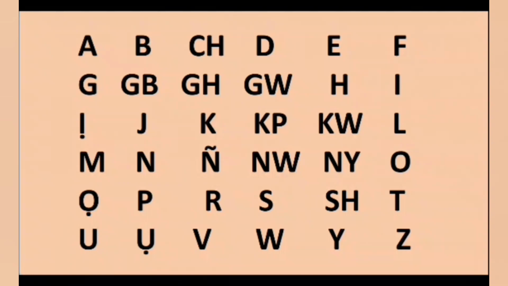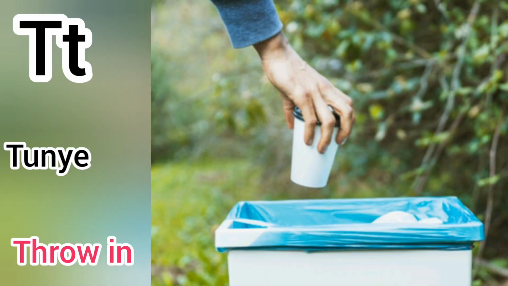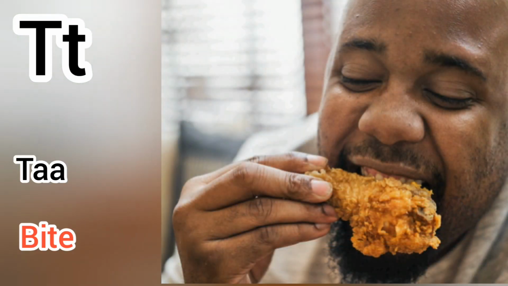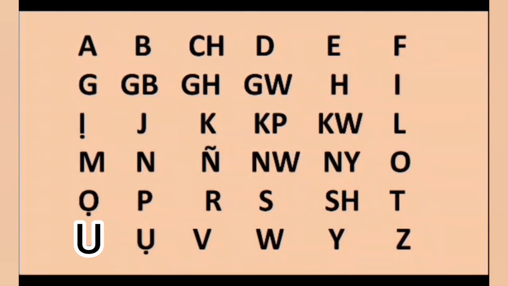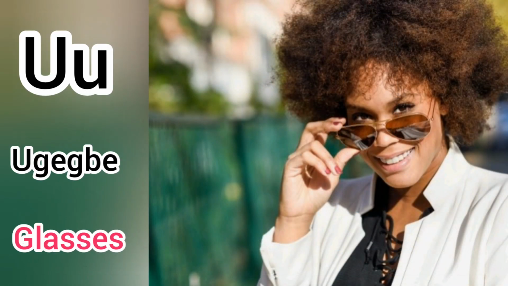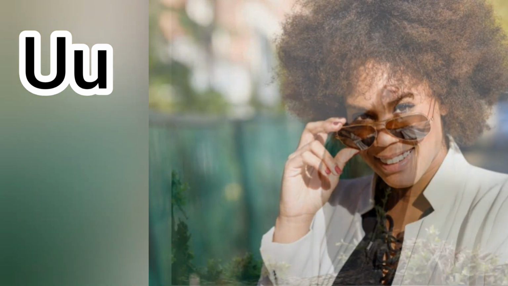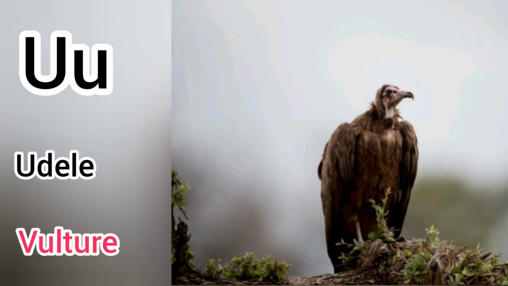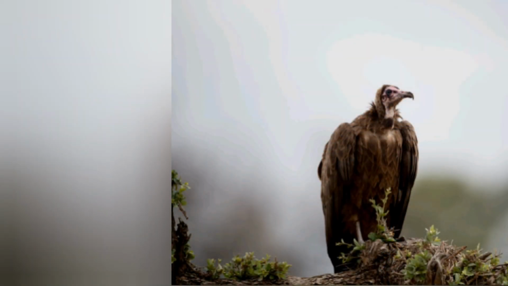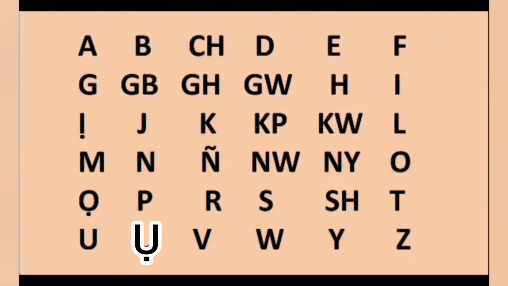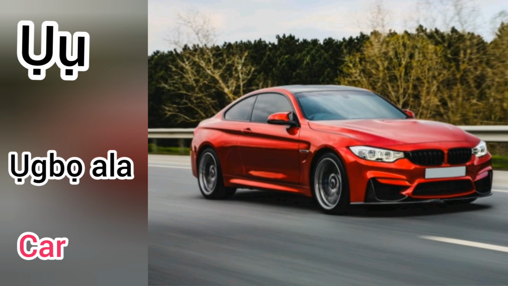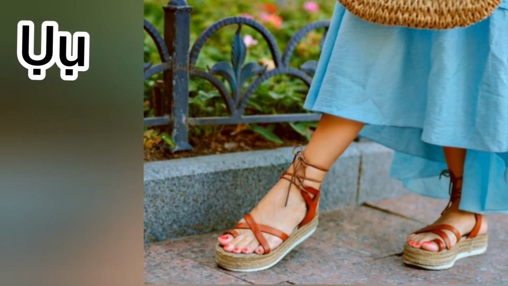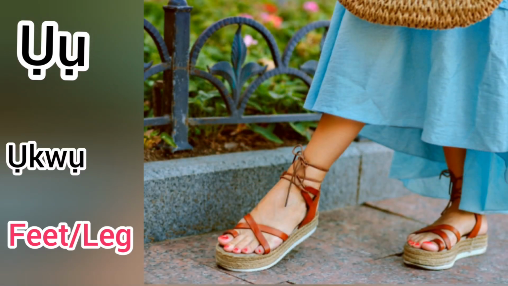Ti, Sonye, throw in. Ta, bite or chew. Ugegbe, that's glasses. Then Udele, vulture. Ụgbọ, car. Ụkwụ, legs or feet.